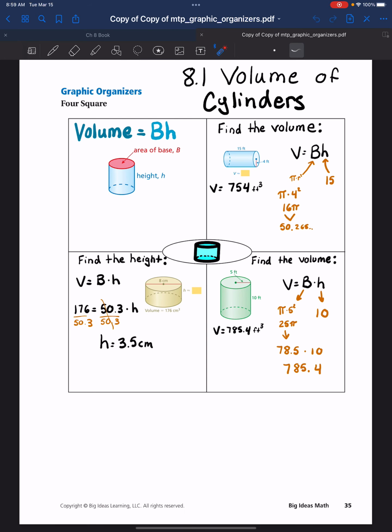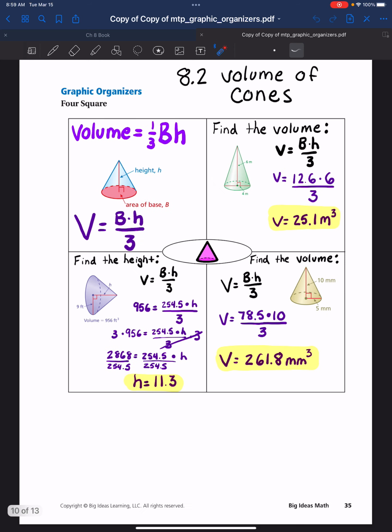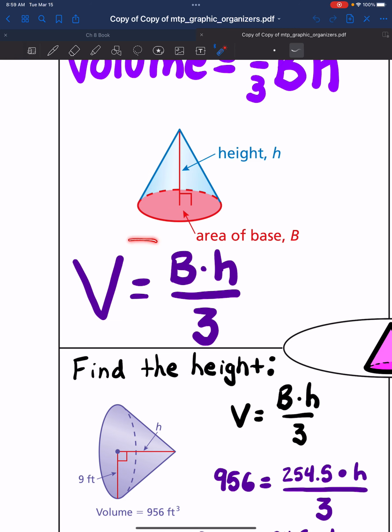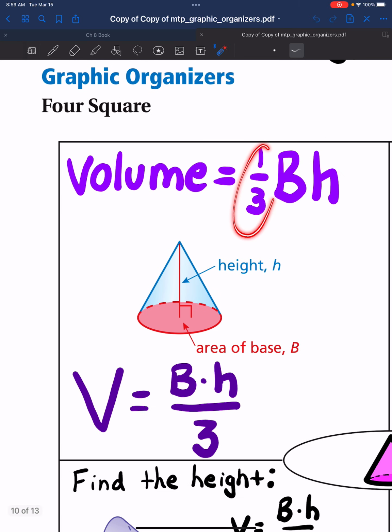Those are just some little tips and tricks that you guys have learned over this chapter to watch out for. After cylinders, we talked about cones. If you remember, I stood at the front of the classroom with a bucket of water. I filled that cone 3 times, and then it filled the cylinder. So that's why we take the same formula as finding the volume of a cylinder, but then we divide it by 3 or multiply it by a third, because 3 of these could fill up 1 cylinder.